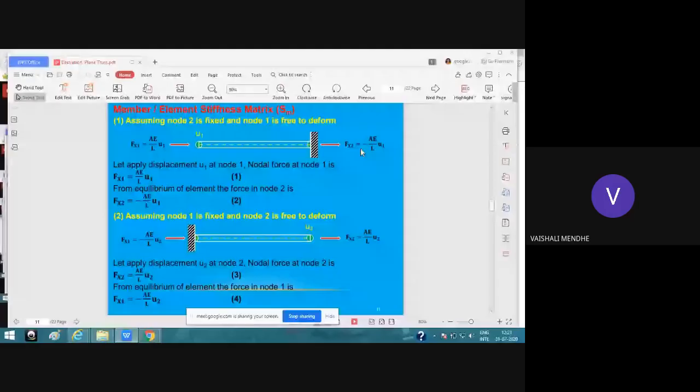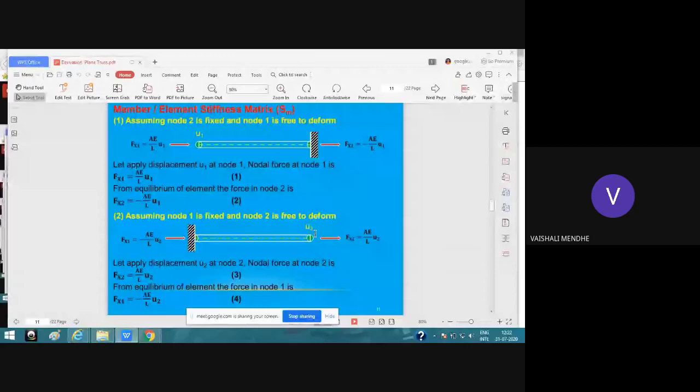And this we can see from the equilibrium of the element. So the same force will be applied at node 2, but in the opposite direction. So Fx1 will be equal to A by L into U1, and Fx2 will be equal to minus A by L into U1. So this is equation 1 and equation 2.